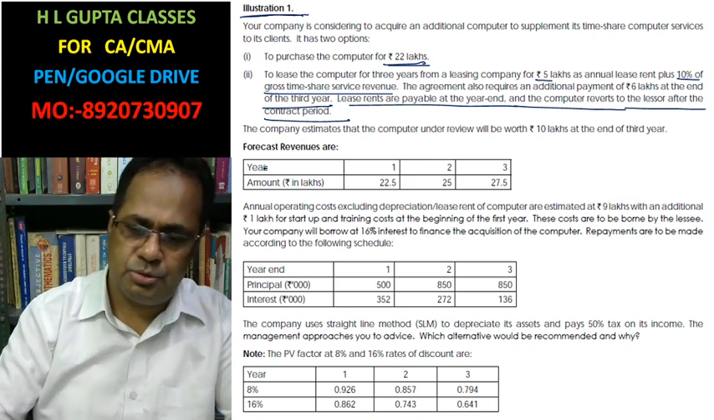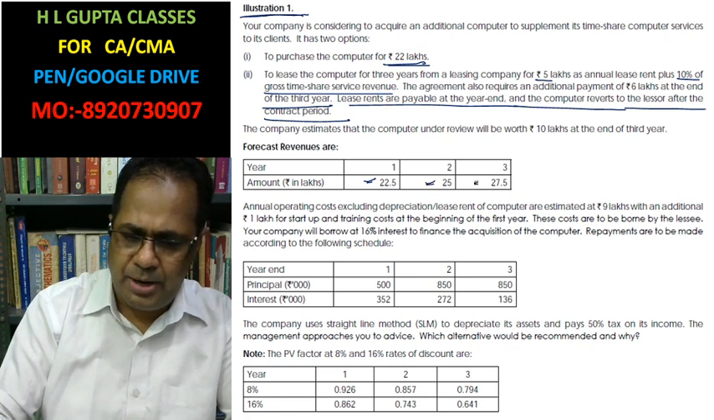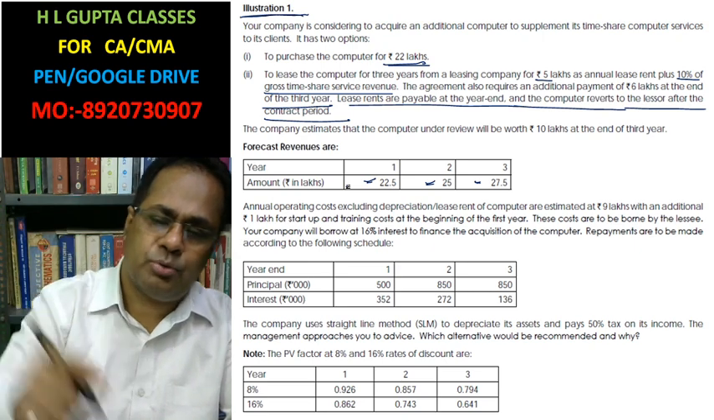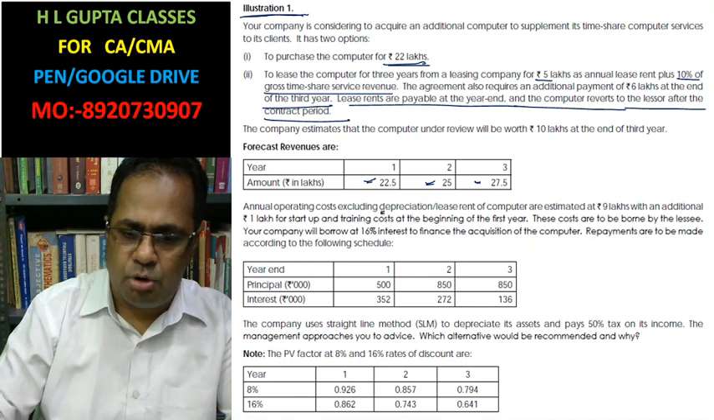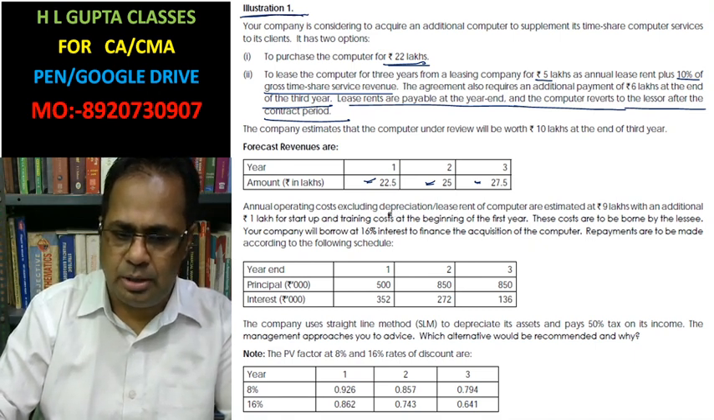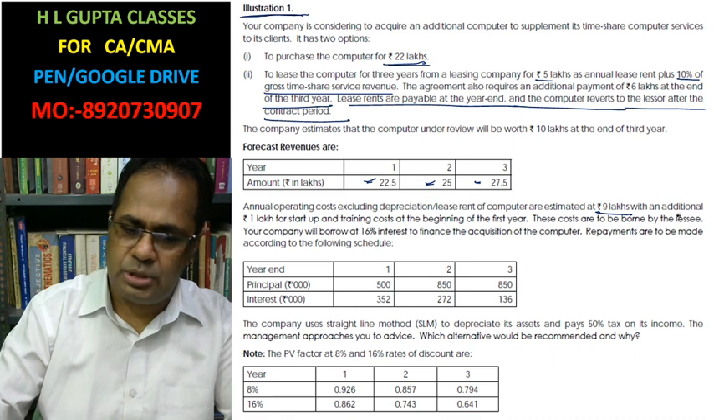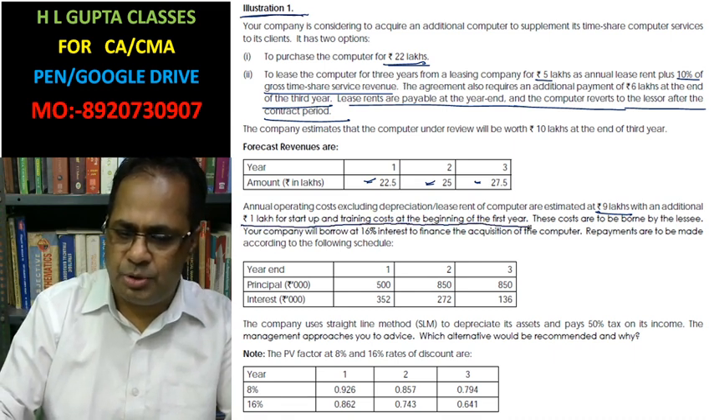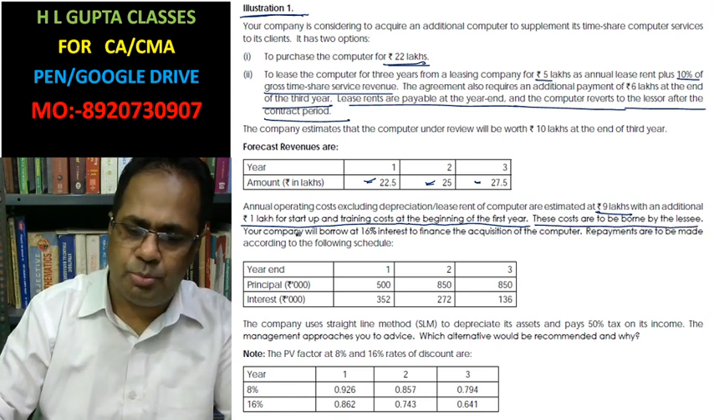What is the revenue here? Revenue is 22.5 lakhs, 25 lakh and 27.5 lakh. 10% of this revenue you have to pay to the lessor. Now the annual operating cost, excluding depreciation and lease rent, for the computer is estimated at rupees 9 lakh. This is the operating cost, with an additional rupees 1 lakh for startup training cost at the beginning of the first year. These costs are to be borne by the lessee.